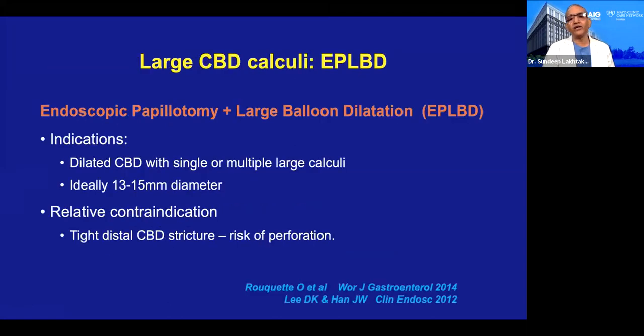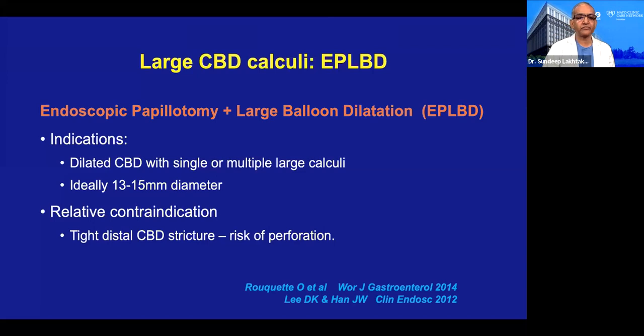So what is this CRE balloon dilatation of the biliary sphincter, or EPLBD? As the name suggests, it is endoscopic papillotomy and large balloon dilation. The papillotomy is generally small, and then we use a large balloon, almost the same diameter as the lower CBD diameter. It should not be more than the lower CBD diameter, otherwise the risk of perforation of the bile ducts can occur.